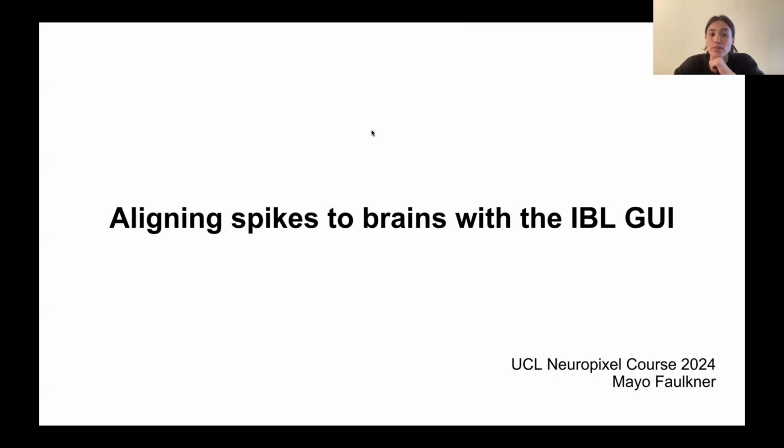So today I'm going to be talking about aligning spikes to the brain with the IBL GUI. This is a tool that we've developed as part of the IBL. It's basically an additional step that you can add onto the end of the histology pipeline that was just presented. And it allows you to use electrophysiology data that you recorded on your probe to improve the estimate of where your recording electrodes are in the brain.